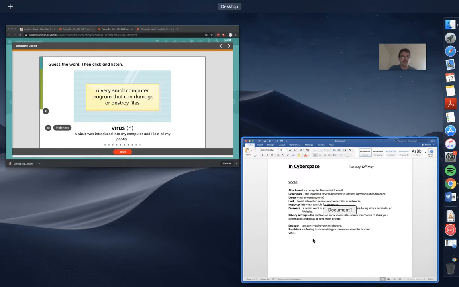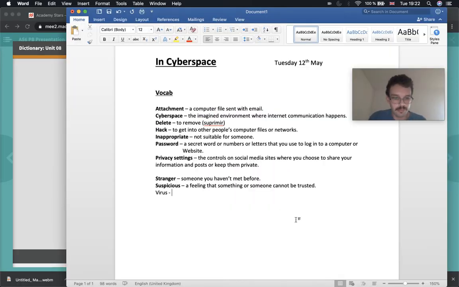Okay, and it's a very small computer program that can damage or destroy files.